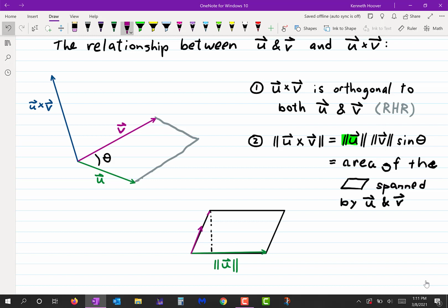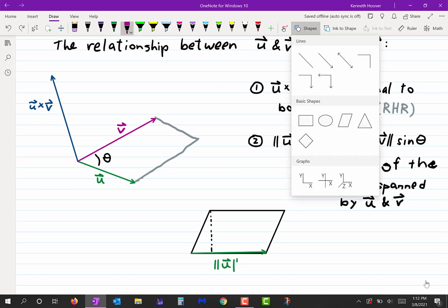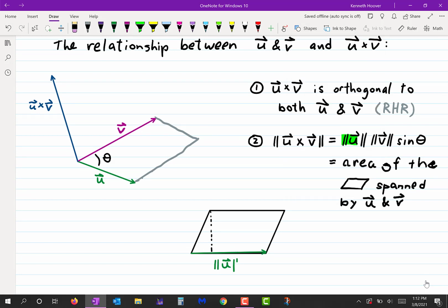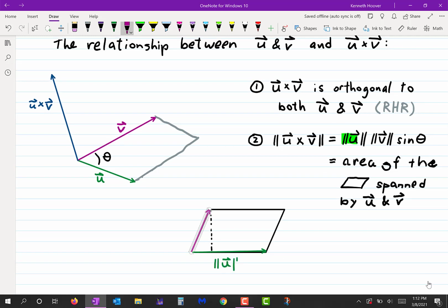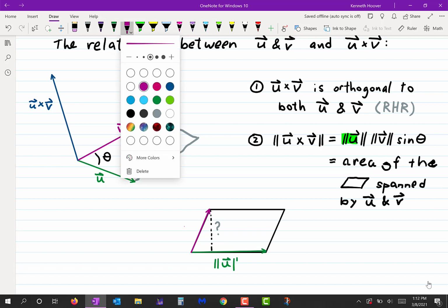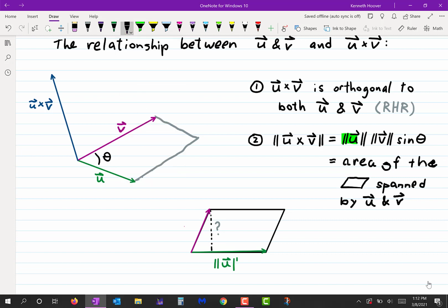Oh, for heaven's sakes. Hold on a second. Okay, there we go. We'll put vector v right there. Okay, so the question is, how long is the height of the parallelogram? Well, let's put theta right here.